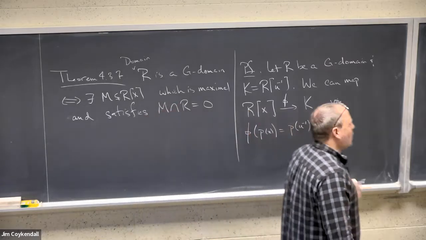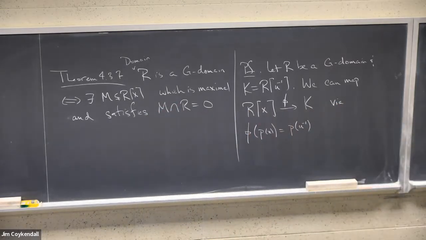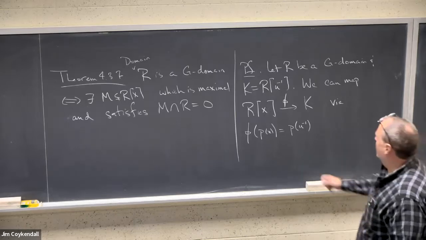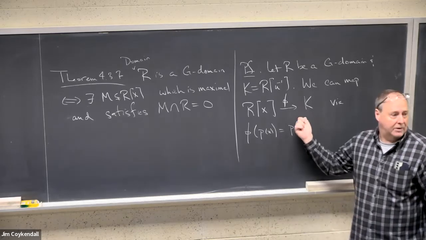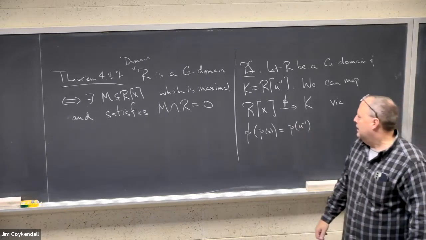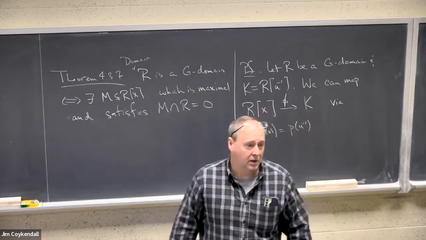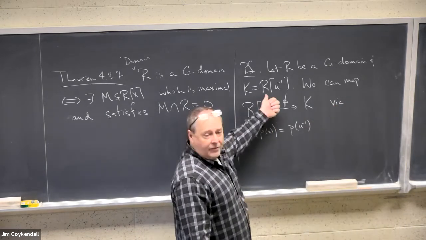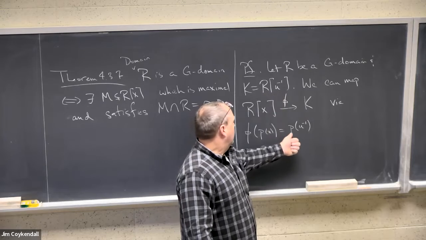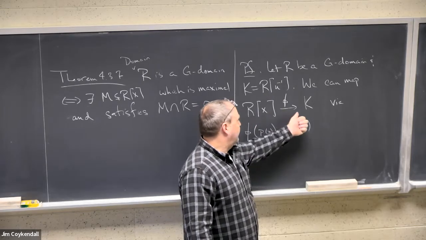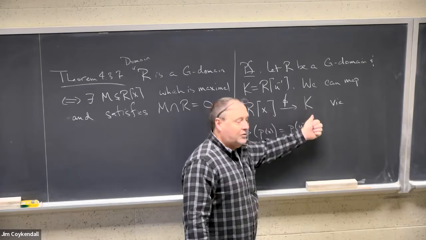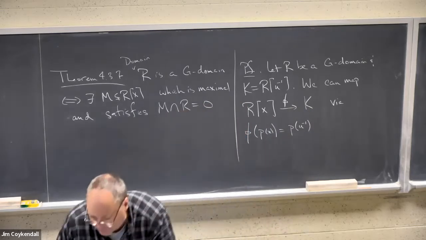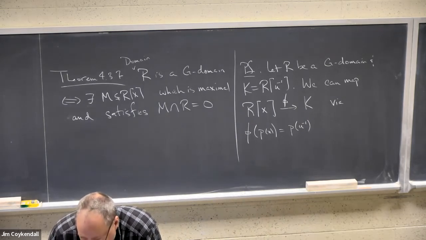Let me point out that the target is what I claim it is. If you have a polynomial with coefficients in R and you plug in u inverse, that's certainly an element of the quotient field. And certainly this is onto, because the image contains R, since it's one-to-one when you restrict it to R, and x goes to u inverse. Once you've got all of R and u inverse, you've got all of K, so it's onto.